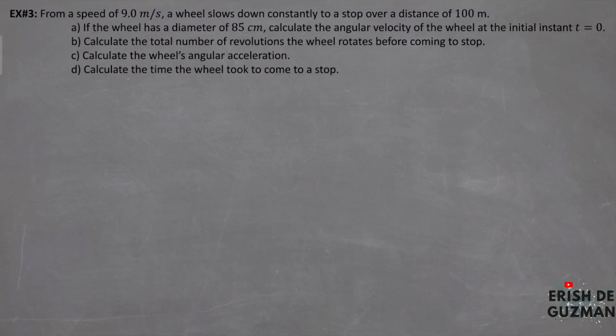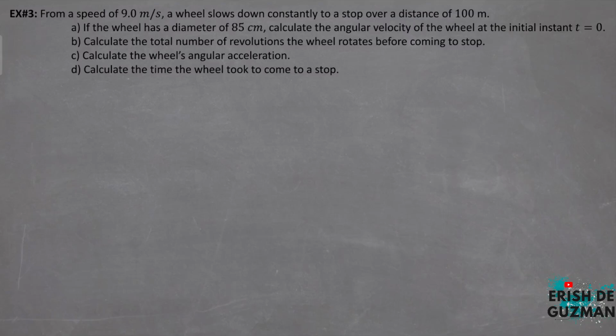Example number 3. From a speed of 9 meters per second, a wheel slows down constantly to a stop over a distance of 100 meters. Letter A. If the wheel has a diameter of 85 centimeters, calculate the angular velocity of the wheel at the initial instant t is equal to 0. Letter B, calculate the total number of revolutions the wheel rotates before coming to a stop. Letter C, calculate the wheel's angular acceleration.